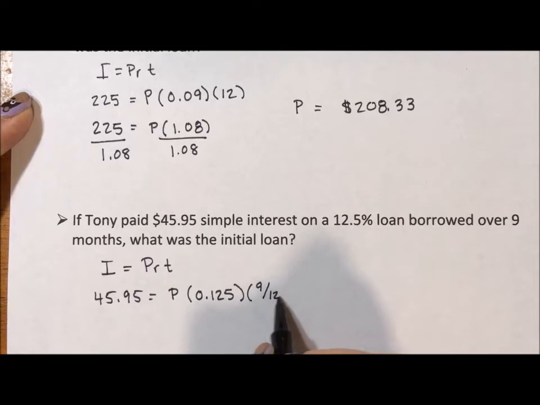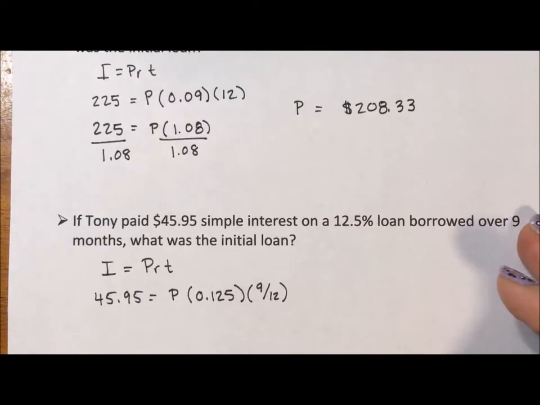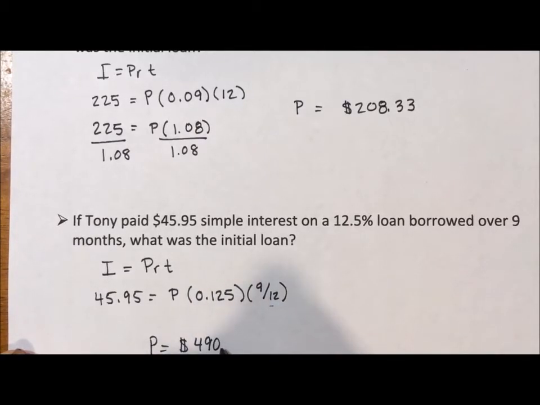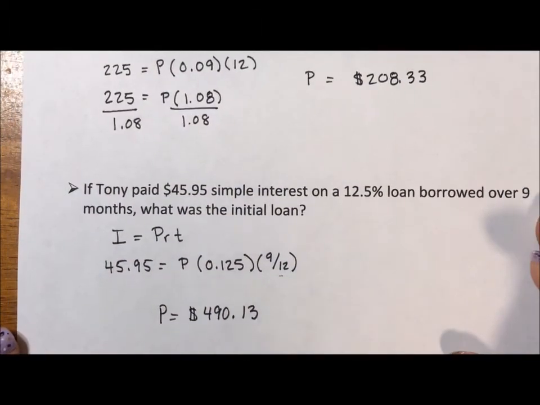Now you could turn 9/12 into 0.75 because it is 3/4, or you can just leave it like this. I'm just going to go ahead and divide. I could multiply this out. You get 0.09375. I'm just going to divide right now and get that my principal is $490.13. Again, rounding to 2 decimal places because, once again, we're dealing with money.